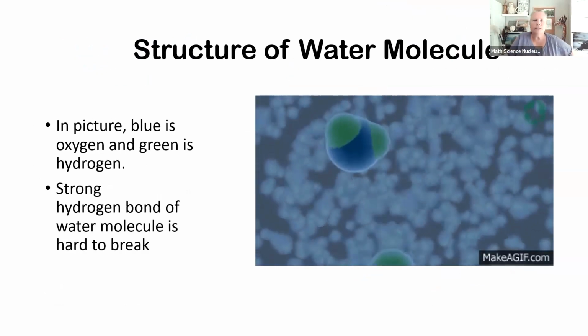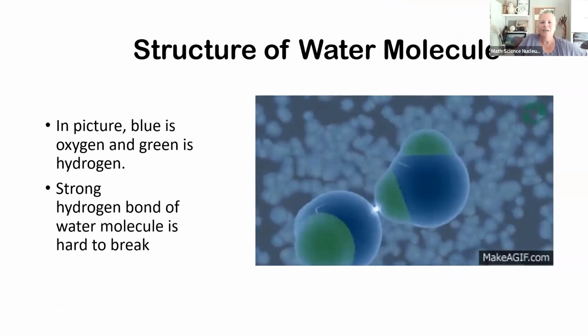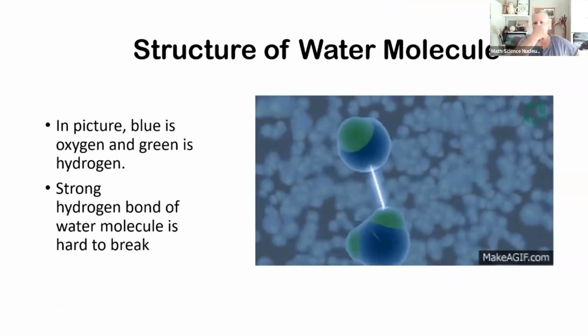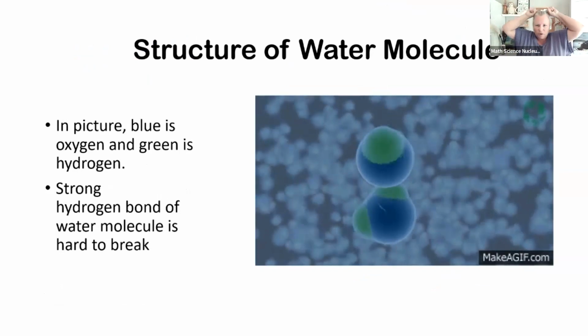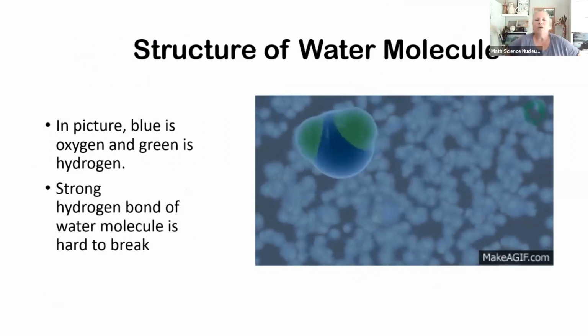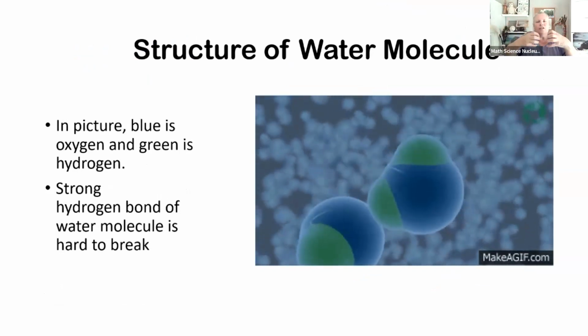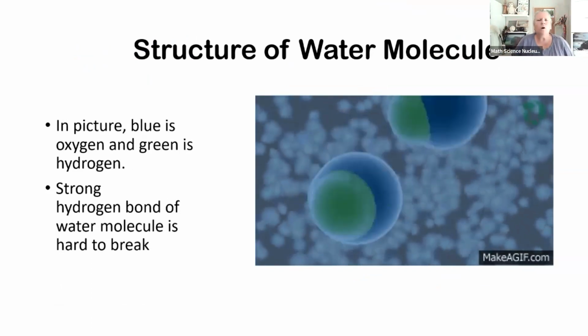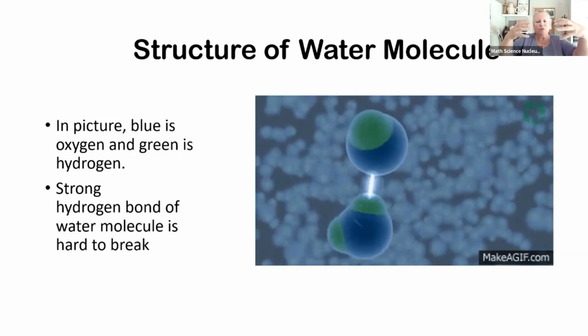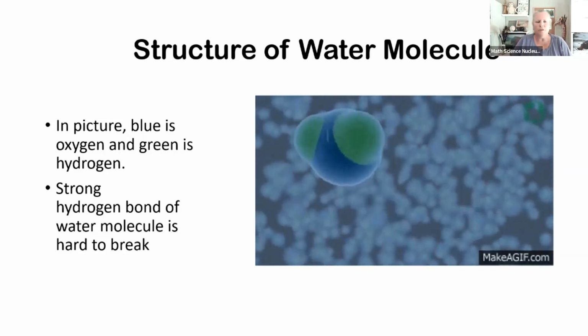Now, if you look at this as an animation of a water molecule, again, the blue part that you see, the round big bottom, that's the oxygen molecule. The 2 smaller greens are the hydrogen. Now that line that you see coming on is that strong hydrogen bond. Again, that's what makes water so unique, that it's able to bind to other materials.